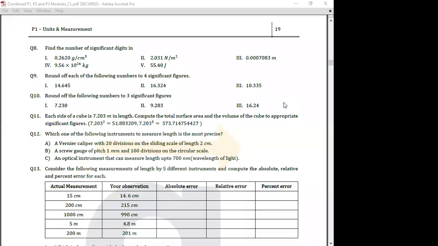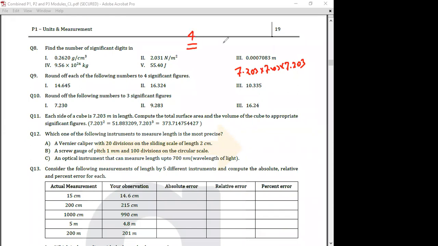Now, first of all, let me ask you this. When you talk about the cube, it is 7.203 into 7.203 into 7.203. So what do you think? Which number has the least significant digits? What is the number of least significant digits? 4. Very good, Sohan. Correct.